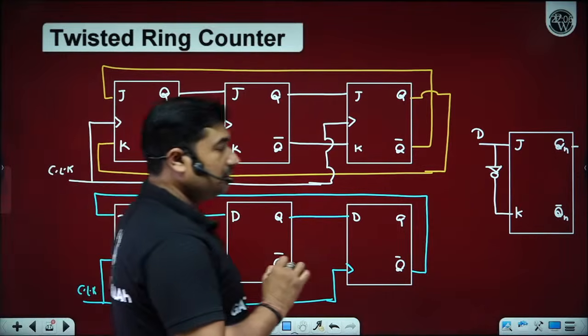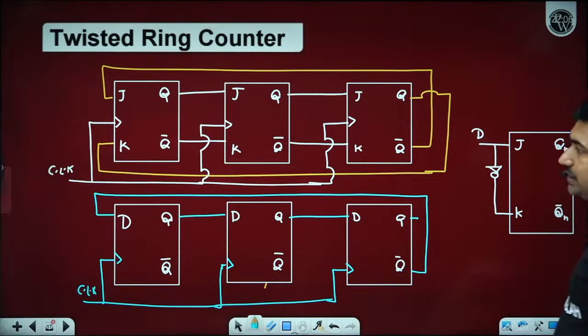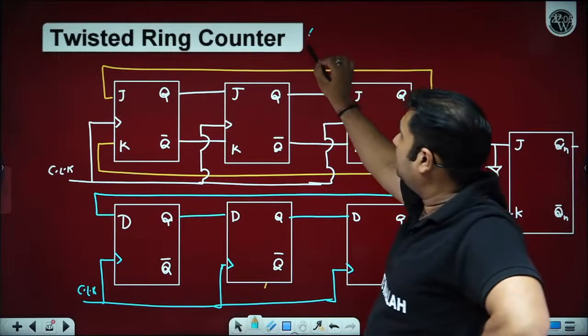So this is your twisted ring counter by using JK flip-flop or by using D flip-flop. I have made a 3-bit Johnson ring counter.